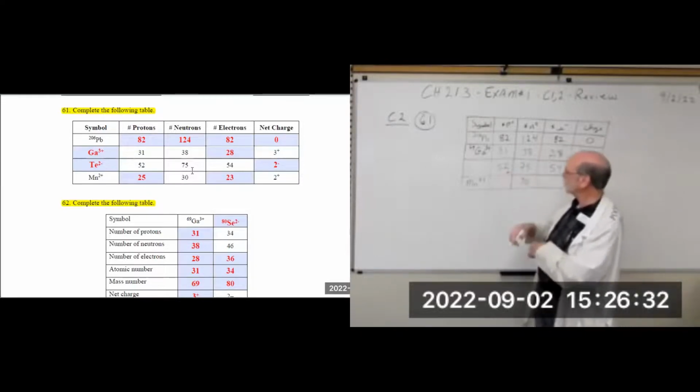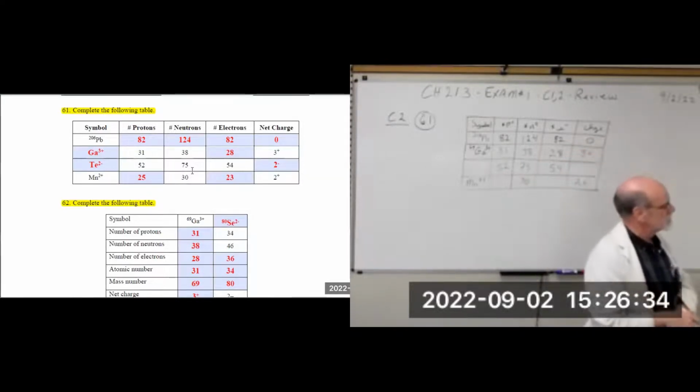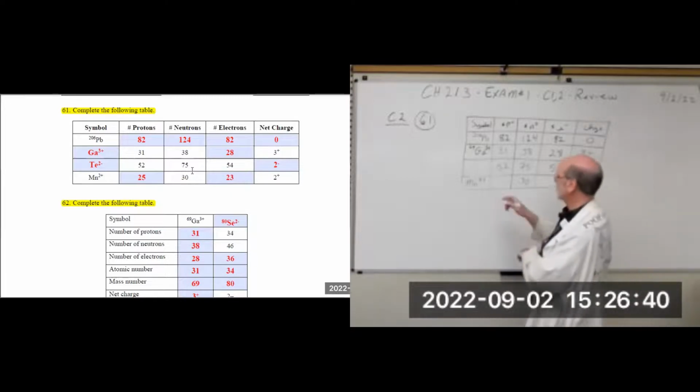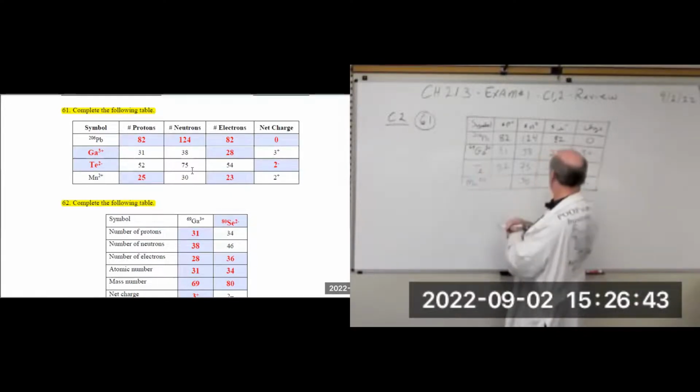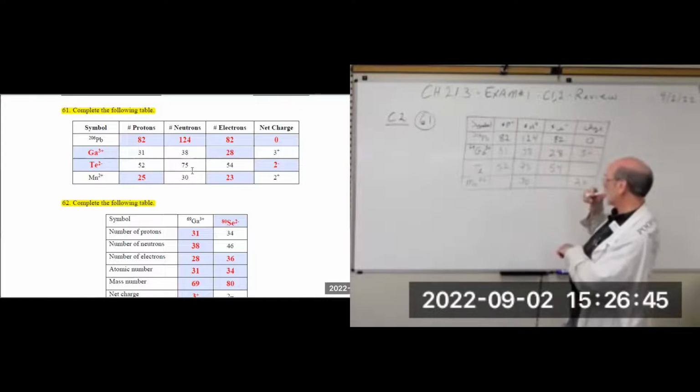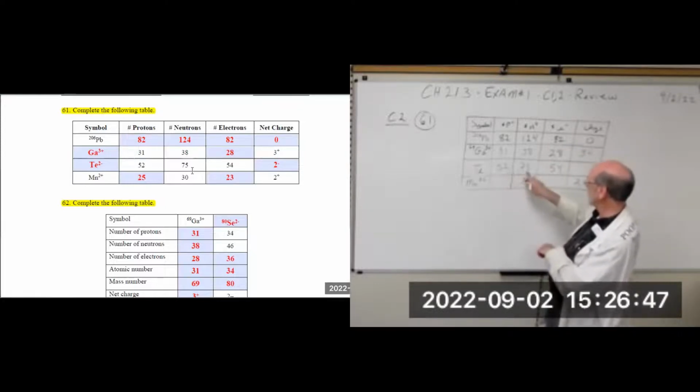How about this one? 52 protons. Same as the number of cards in a deck, right? Tellurium. Let's see. Protons and neutrons.